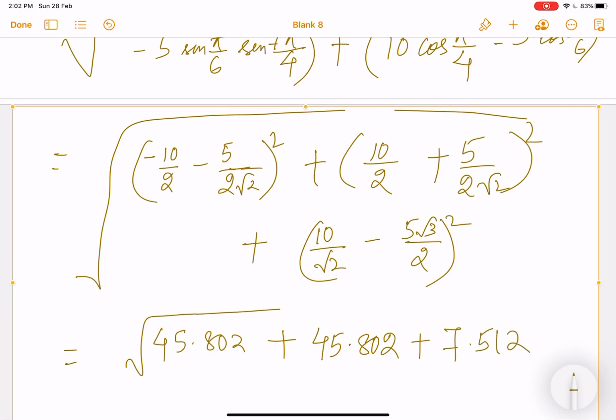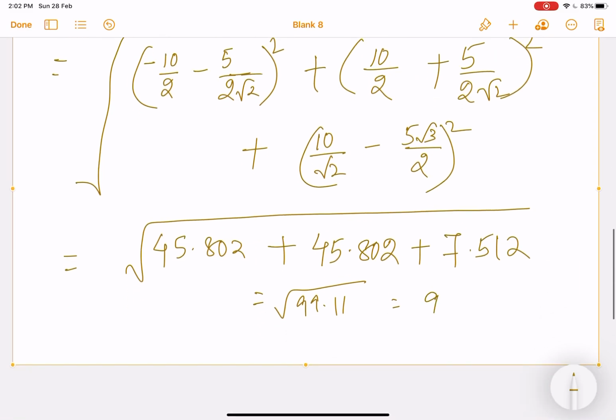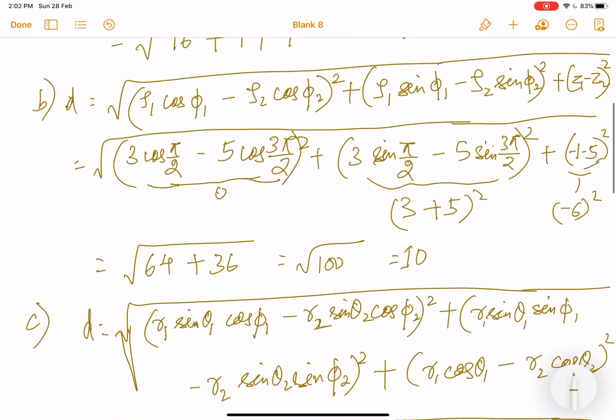I squared it, then I got 7.512, then root over of this thing. Then plus 45.802 plus again 45.802. So after adding all this, I got 99.11 something, and the root of it will obviously be almost 9.9, 9.955. This is what I got.